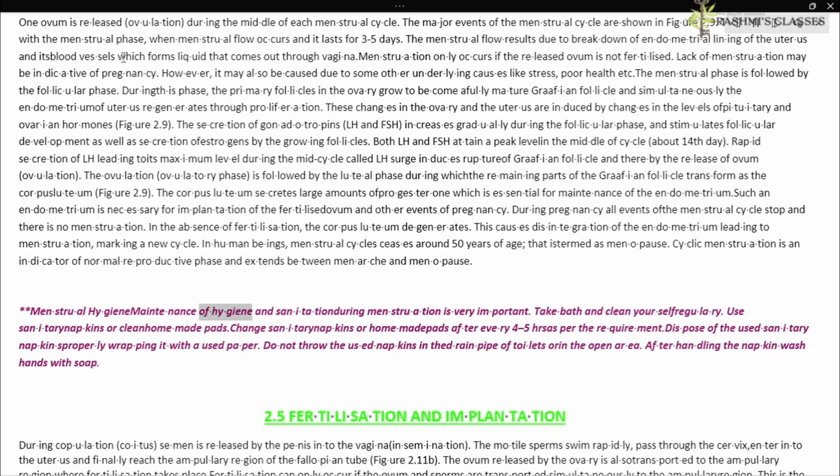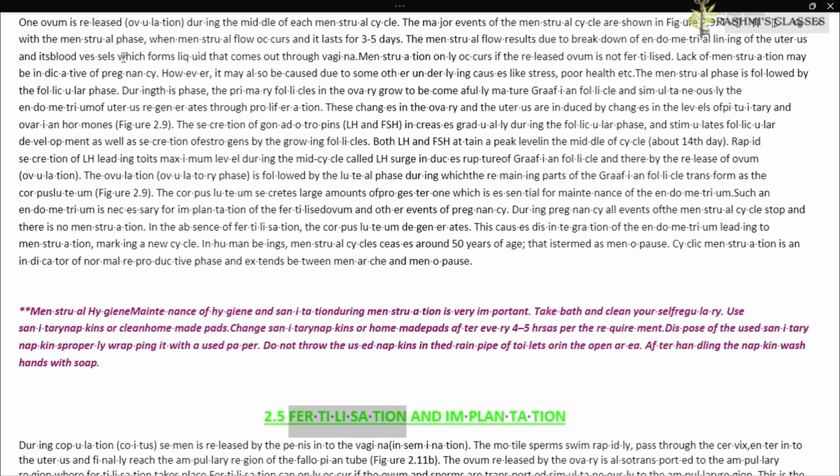Menstrual hygiene. Maintenance of hygiene and sanitation during menstruation is very important. Take a bath and clean yourself regularly. Use sanitary napkins or clean homemade pads. Change sanitary napkins or homemade pads after every 4 to 5 hours as per the requirement. Dispose of the used sanitary napkins properly, wrapping them in used paper. Do not throw the used napkins in the drainpipe of toilets or in the open area. After handling the napkin, wash hands with soap.